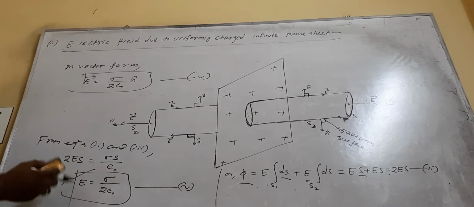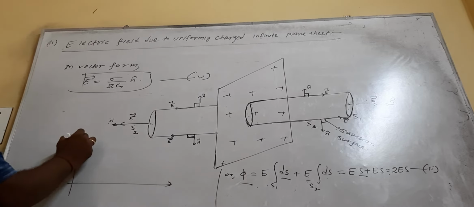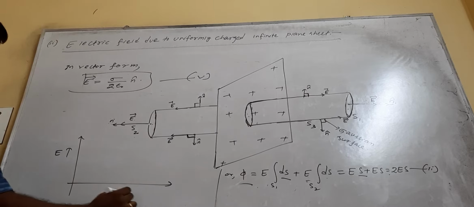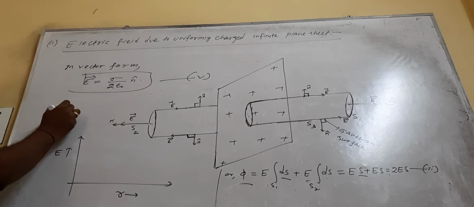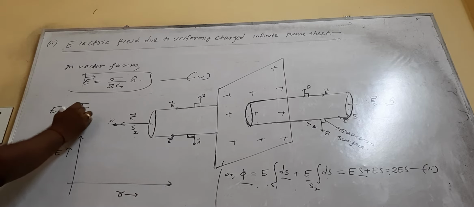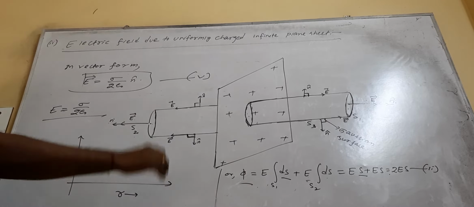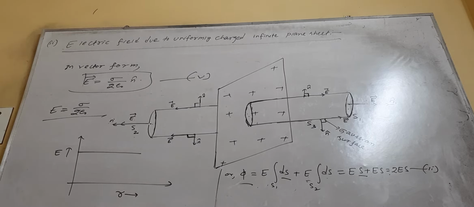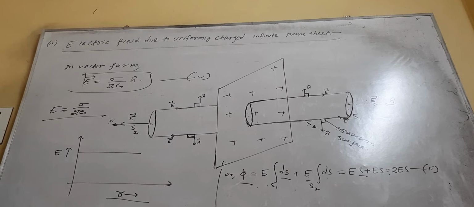Now we will draw the graph between electric field and distance. It is electric field versus distance of the point from the sheet. As you saw, E is equal to sigma by 2 epsilon 0. In the expression there is no r, which means the electric field is independent of r. So the graph will be a straight line parallel to the x-axis, that is, the distance axis. So it is your second application.